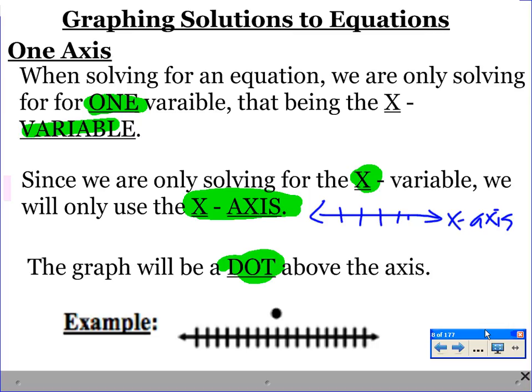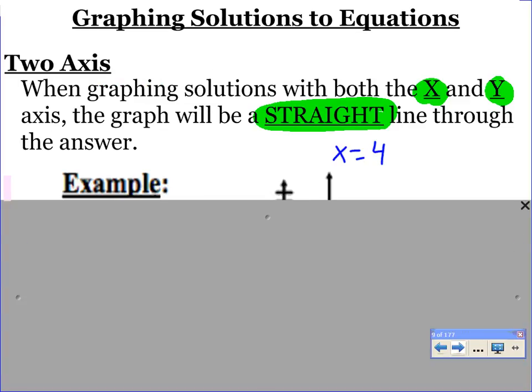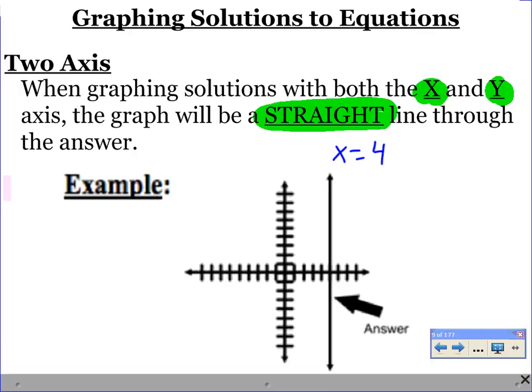We talked through this, but just so you have it written down. And then one more thing. If there's 2 axes, Chase actually already told us this, when graphing solutions with both the x and the y axes, the graph is going to be a straight or vertical line through the answer. So for example, the one up there, I think it's x equals 4, but even if it's 5, that's okay. X equals a number, you always put the point on the x-axis where that number is, and then you draw a vertical line going straight through it. Any questions so far?